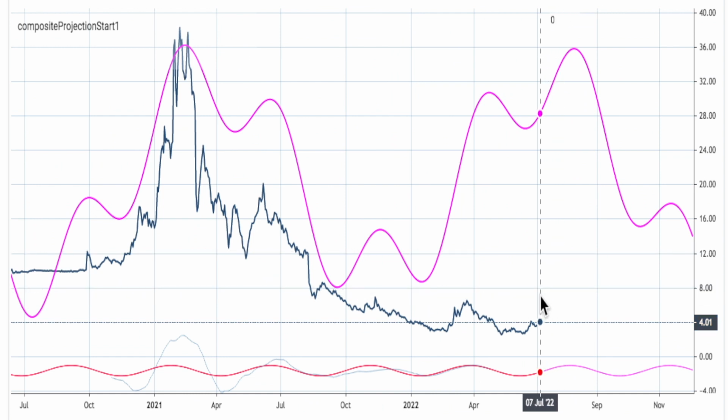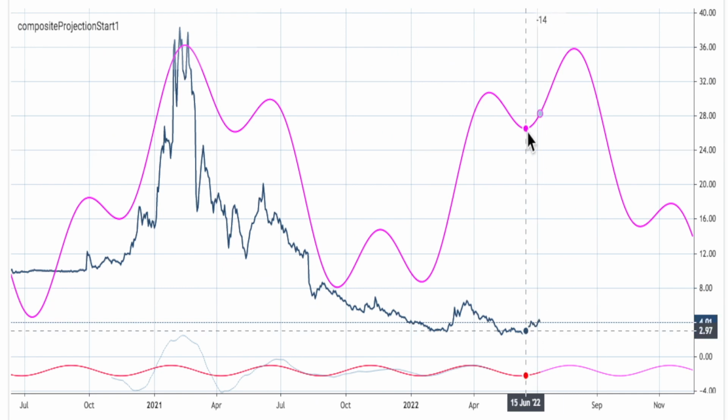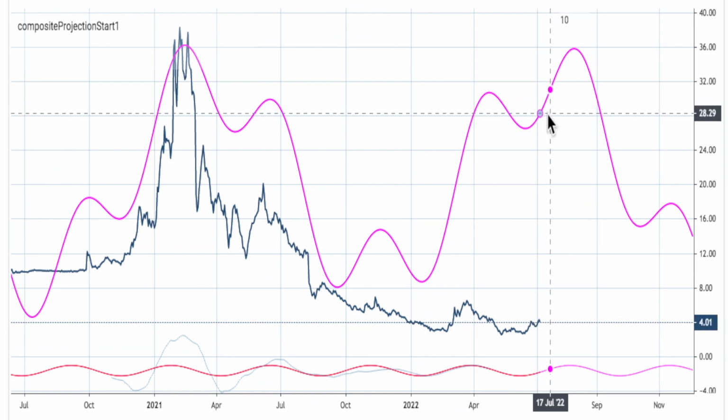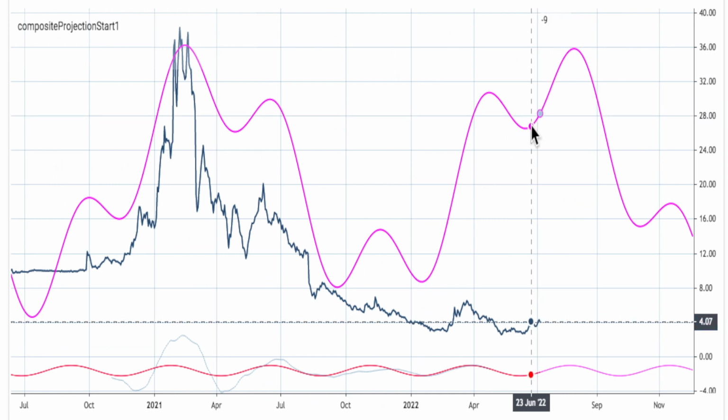So if you're considering going long or thinking about investing in AppHarvest, I'm not here to give you advice. I'm here just to tell you what the cycles are saying. They look positive. So it's up to you to decide what you want to do with your risk management.